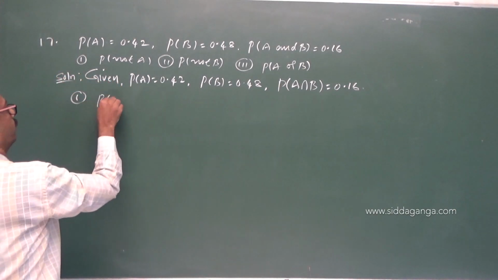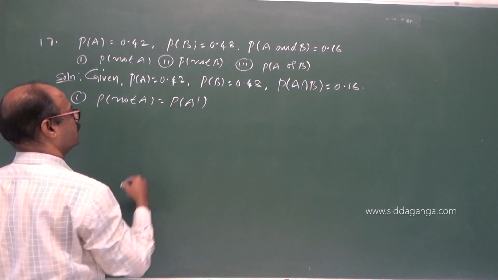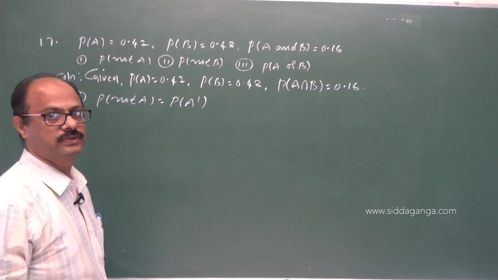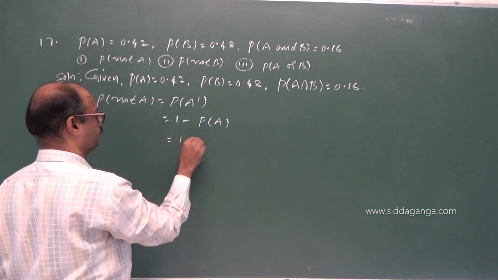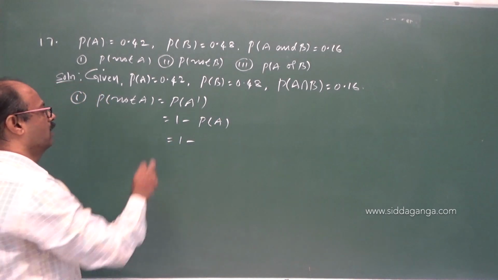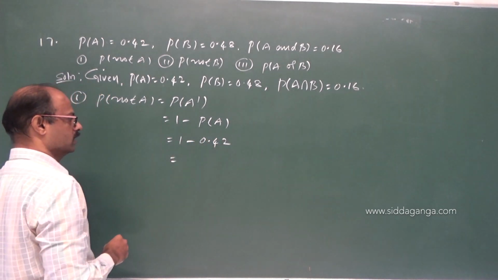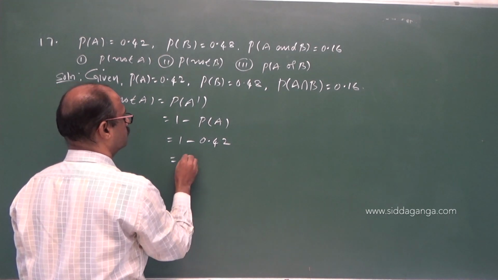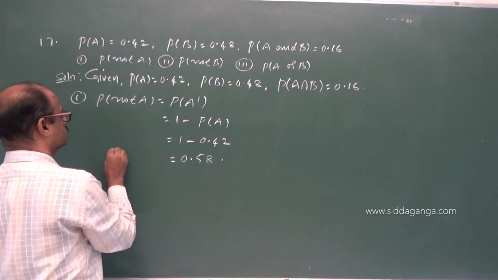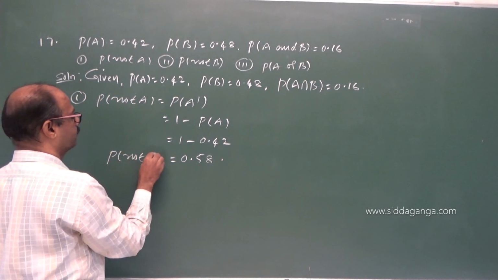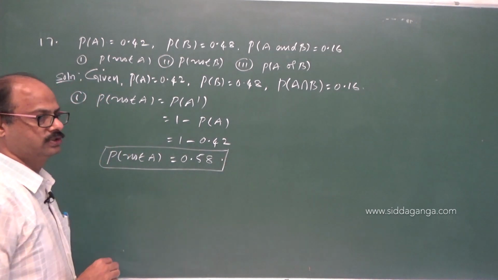Look at the first one, P of not A. Not A is denoted as A dash, that is P of A dash. P of A dash is 1 minus P of A. It is 1 minus 0.42, you substitute, and this is equal to 0.58. This is P of not A, like this.